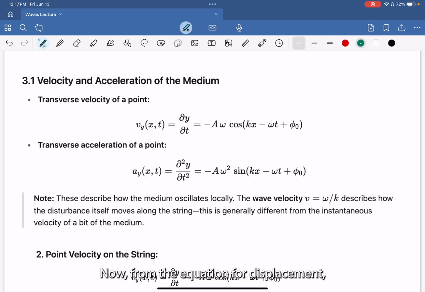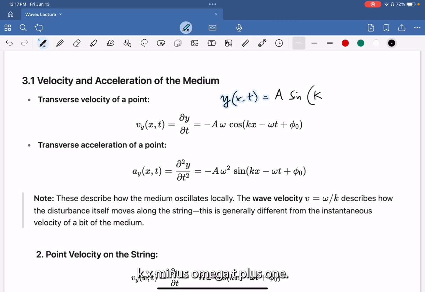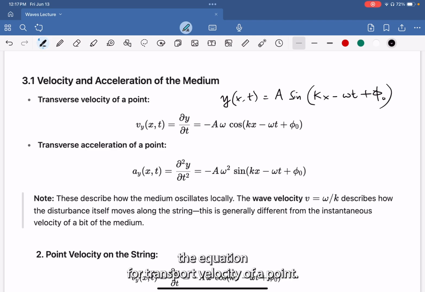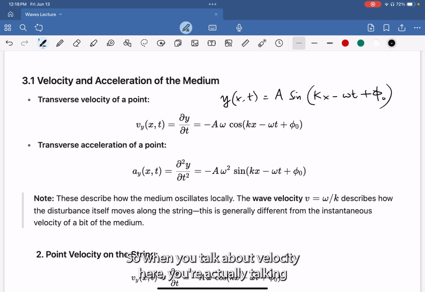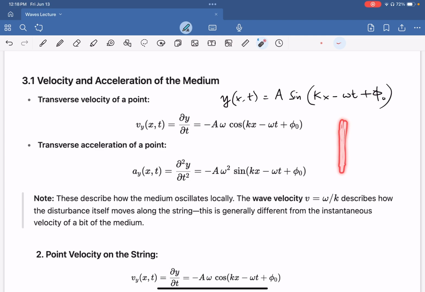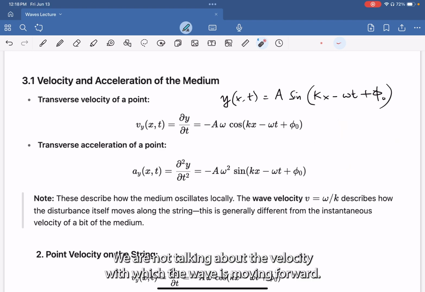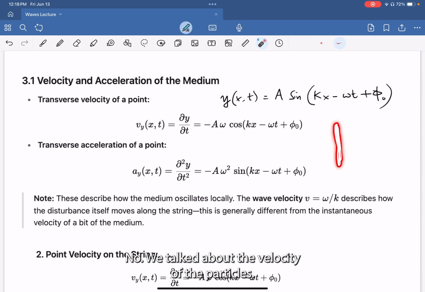Now, from the equation for displacement, remember y as a function of x and t was given by a sine of kx minus omega t plus phi naught, right? From that equation, simple calculus will give you the equation for transverse velocity of a point. So when you talk about velocity here, you're actually talking about the velocity of the particles moving up and down. Okay, that's why it's called the transverse velocity. We are not talking about the velocity with which the wave is moving forward. No, we're talking about the velocity of the particles.